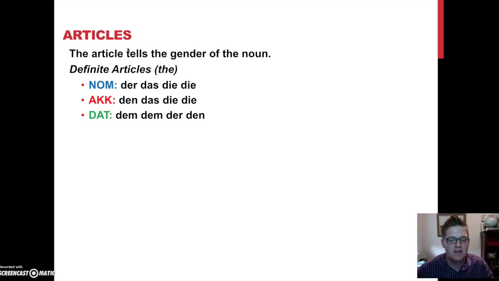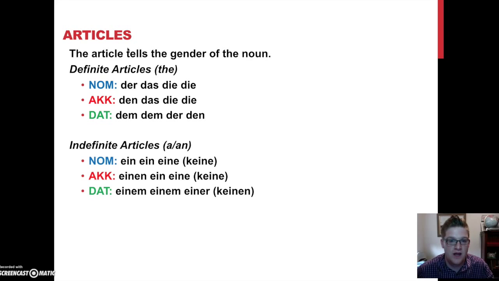In the dative case, everything changes. The masculine article becomes dem. The neuter article also becomes dem, and the feminine article becomes der, and the plural article becomes den.